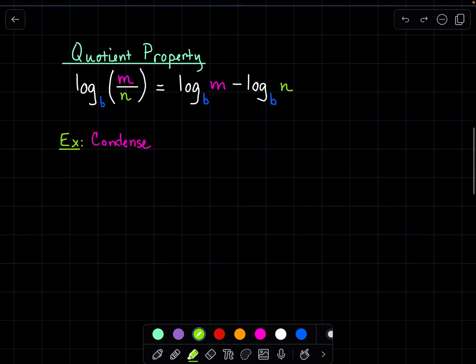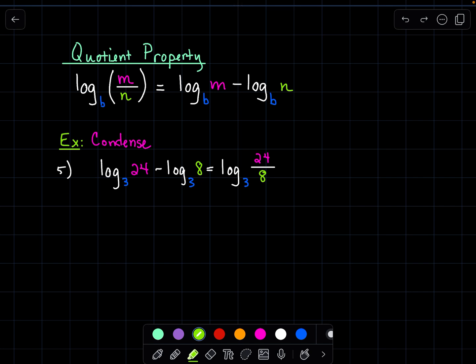And like so, we're going to go in the condensing direction. So condensing would mean we're going to take something that's in the form of the right side and make it look like the left side. We have log base 3 of 24 minus log base 3 of 8. And as I said just a few seconds ago, we always want to go log of the top minus log of the bottom. If we go the left to the right direction, the top would be the left side, and the bottom would be the right side.